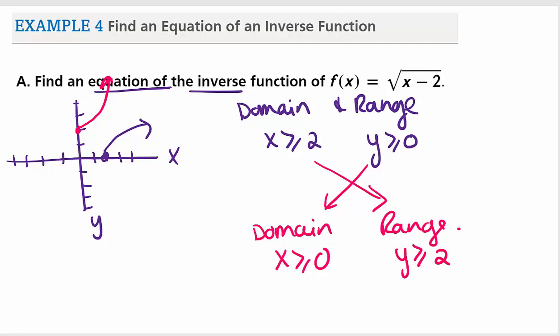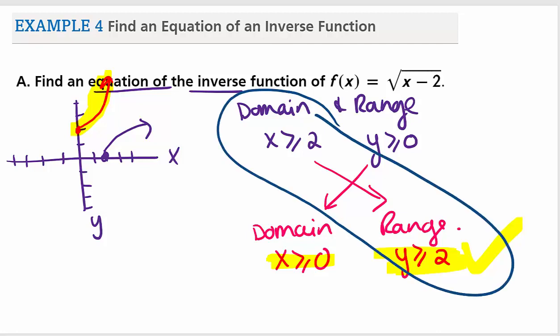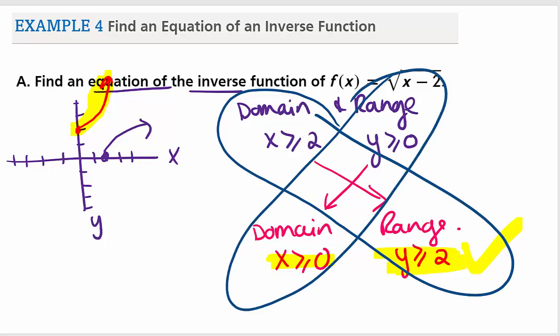So let's see if it makes sense. Our inverse is our pink. The domain is x greater than or equal to 0. That is true. And our range is y greater than or equal to 2. That is also true. In summary, the domain of the original is the range of the inverse, and the range of the original is the domain of the inverse.